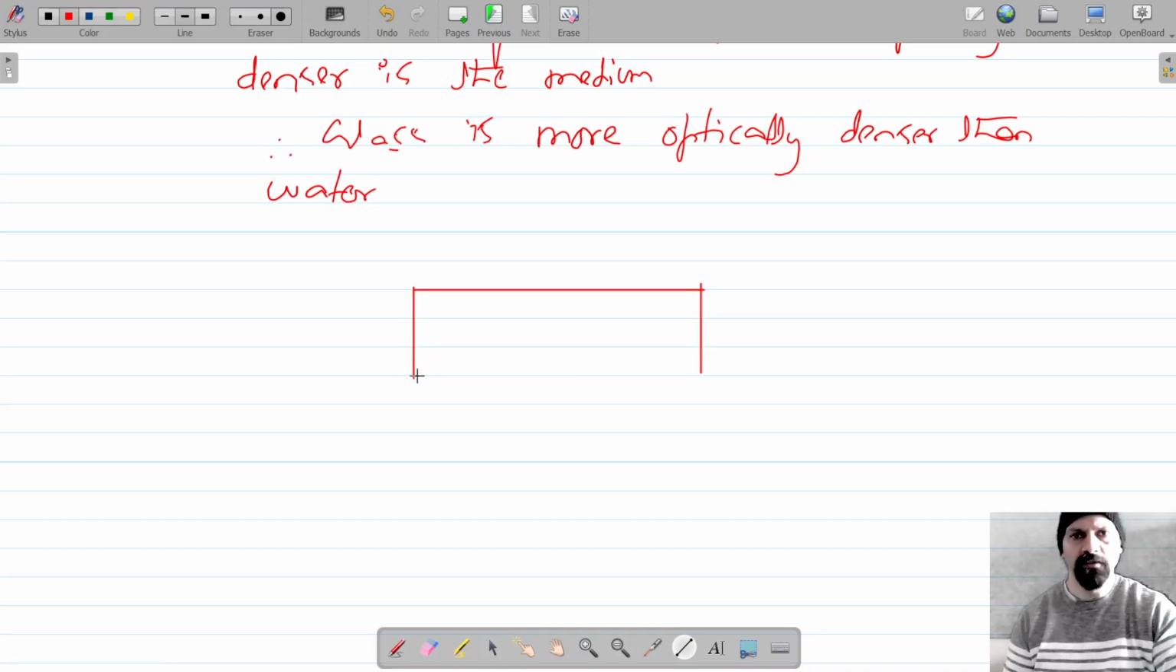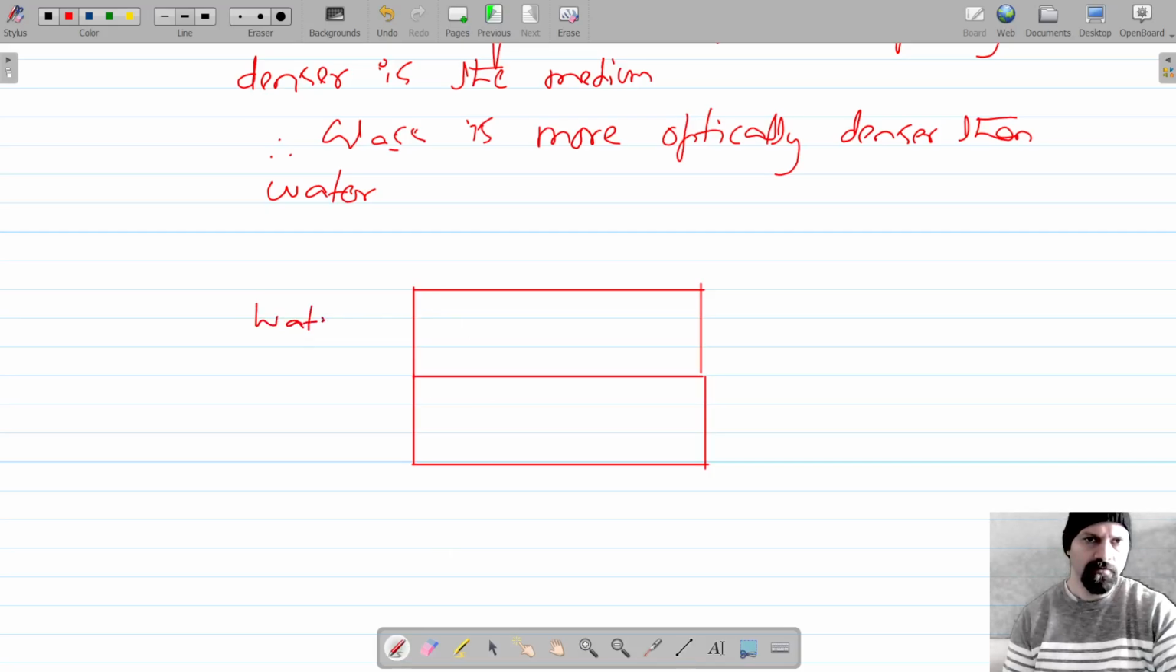So let this be the water and this be the glass. Now let's say this is the water and this is the glass. Now ray of light is entering normally means at 90-degree. So this is how the ray of light is entering. Now this is the incident ray from water, and this is also the normal.